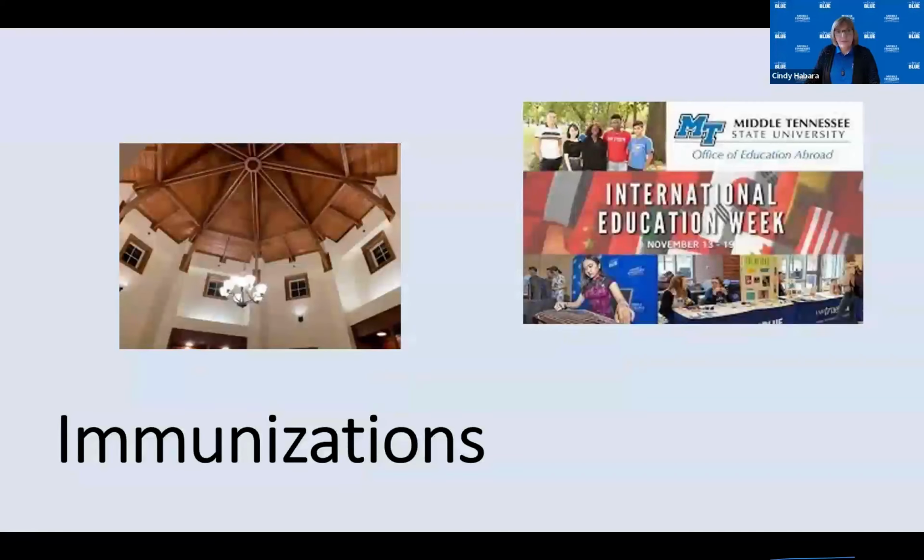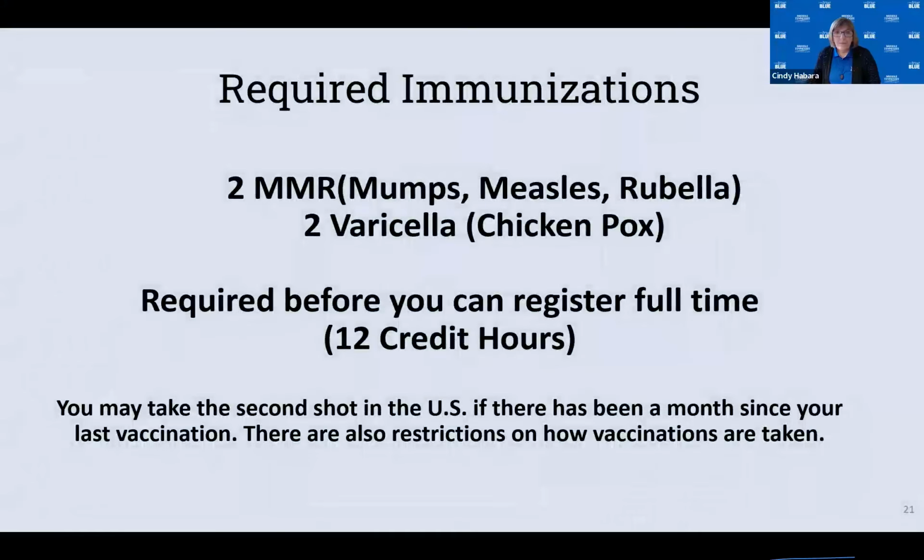Okay, immunizations is our next topic. And again, this is one you want to take care of now if you can. You are required by Tennessee law to have 2 MMR, mumps, measles, and rubella, 2 varicella or the chickenpox. There is an internal hold on your account right now, put on by Health Services. If you have not taken care of these, you will not be able to register full time. If you were on our webinar for the visa interview, you know that you have to be enrolled full time to remain in status for your F1 visa.